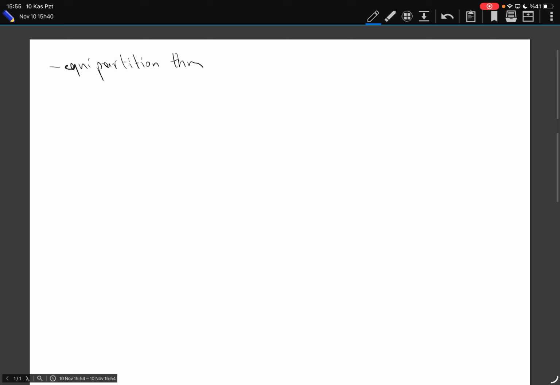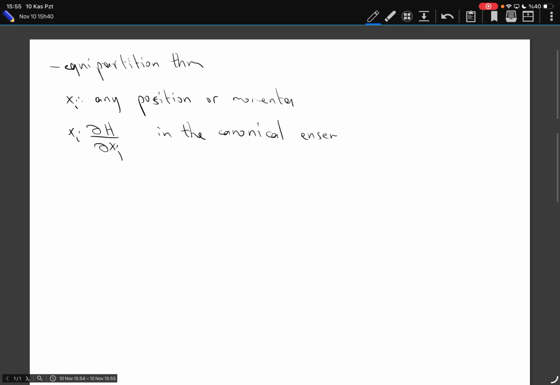So let X be any position x_i or momentum. I have n particles, they have positions and momenta. X is any one of them. And let's calculate x_i ∂H/∂x_j in the canonical ensemble. Its expectation value.